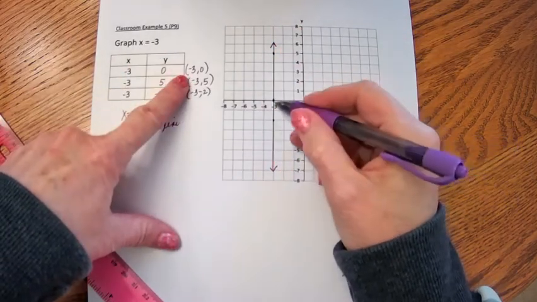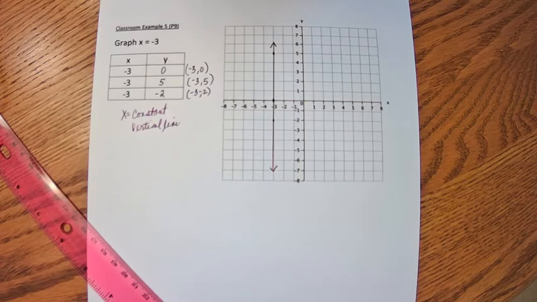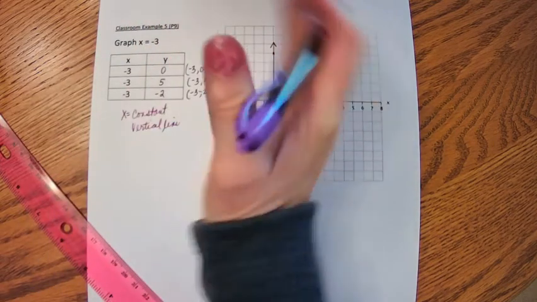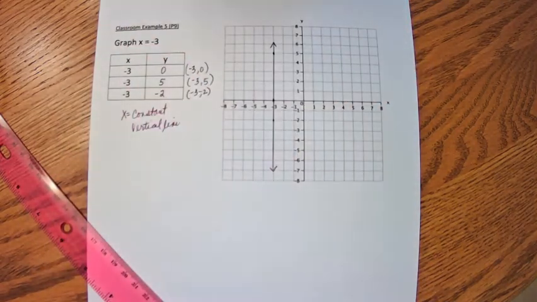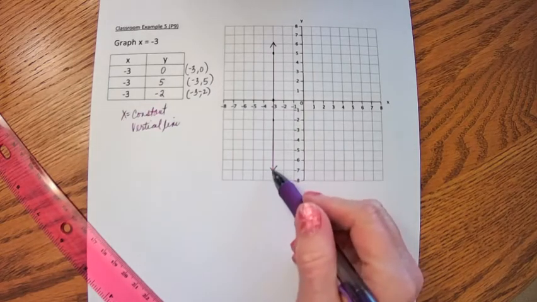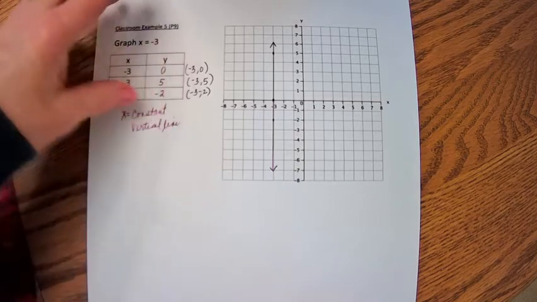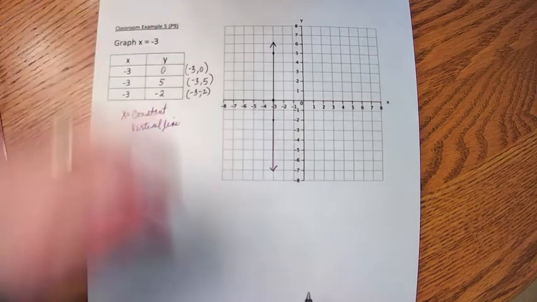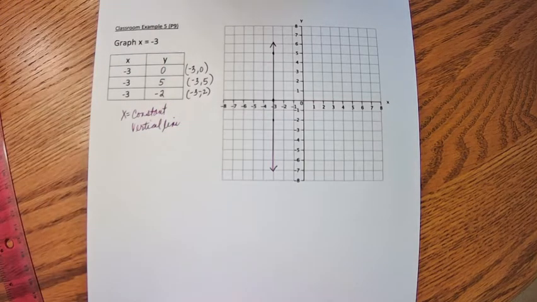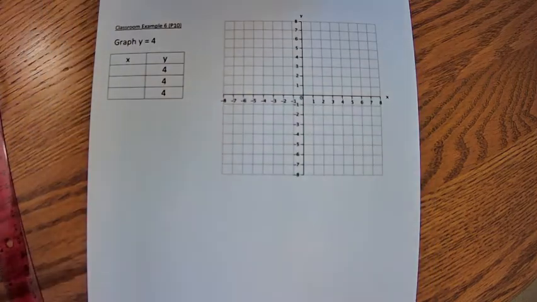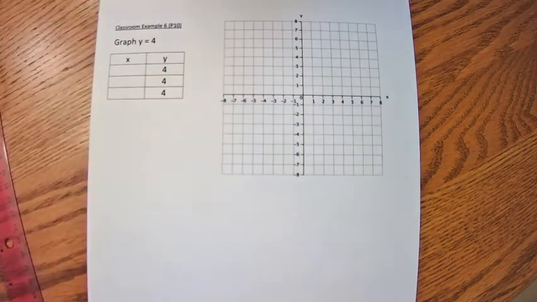So you can see the x-intercept for a vertical line is where x is negative 3, and there is no y-intercept. This does not slant up or down, so this will never cross the y-axis. So if you want, you can go ahead and do practice 9. We'll always go through, there's our vertical line, and then here is our horizontal line.